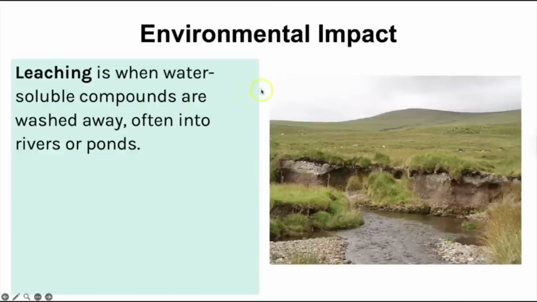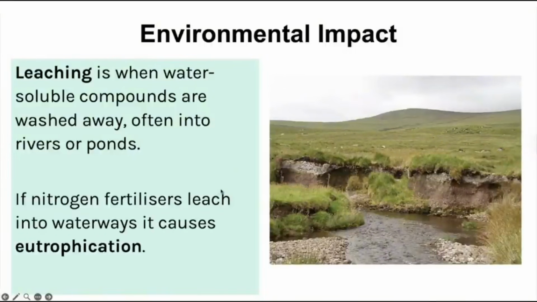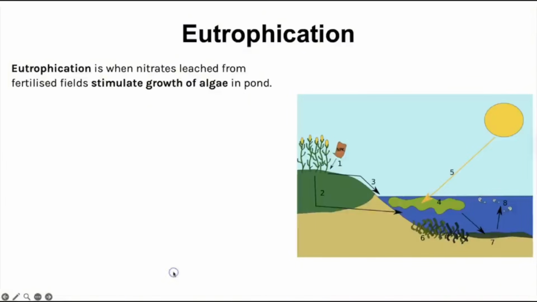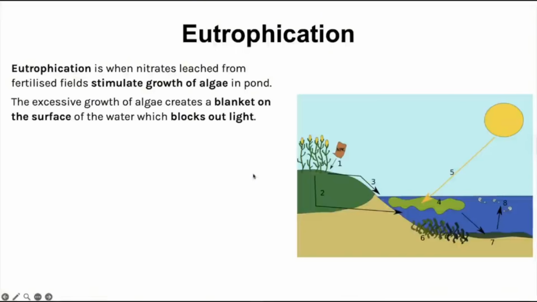So the sorts of environmental impact, first of all, leaching, and that is when water-soluble compounds, such as the nitrates or phosphates, get washed away from the soil into rivers or ponds or lakes nearby. And if nitrogen fertilizers leach into waterways, that causes eutrophication. So eutrophication is when nitrates have leached from the fertilized field into the pond or lake, whatever water source it might be. And that causes the algae in the lake to grow much more rapidly.